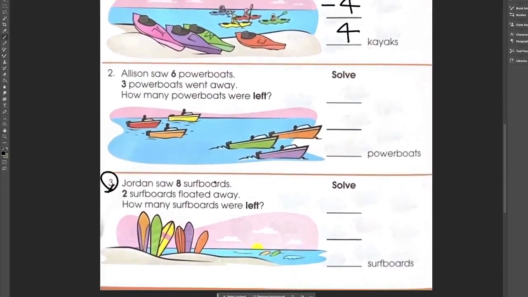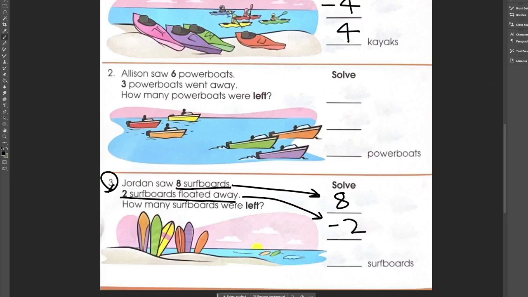For number 3, we do the same thing. It says Jordan saw 8 surfboards. So 8 surfboards will be the number that we're subtracting from. So we put 8 on top. And 2 surfboards floated away. So this means that we are going to be subtracting 2 from 8. So we put a minus 2 there. And it asks how many surfboards were left.